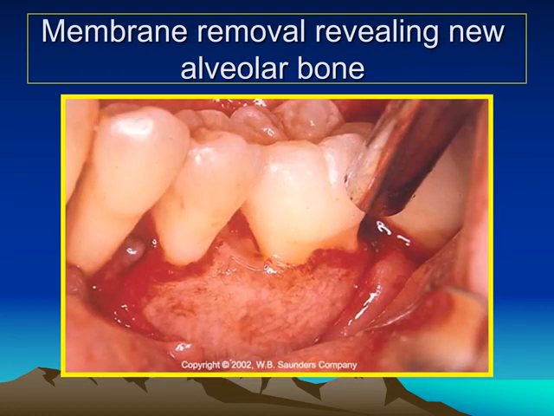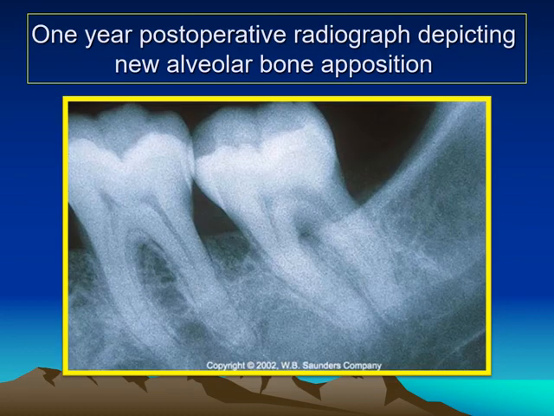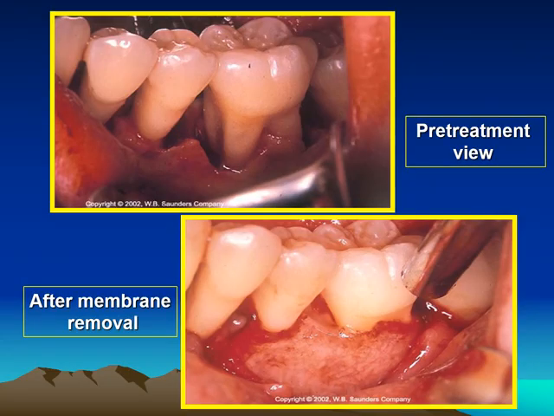At the time of membrane removal, a new alveolar bone was observed. This is a pre-treatment radiograph. This is a 1 year post-operative radiograph depicting new alveolar bone. And this is the case pre-treatment view. We can see the severe bone loss, and after membrane removal, we can see the regenerated tissues.